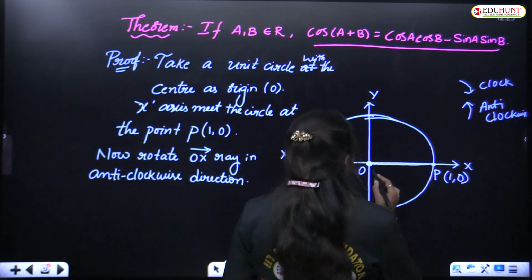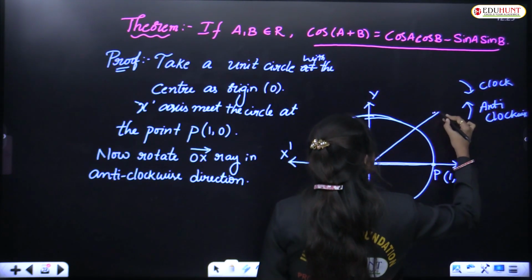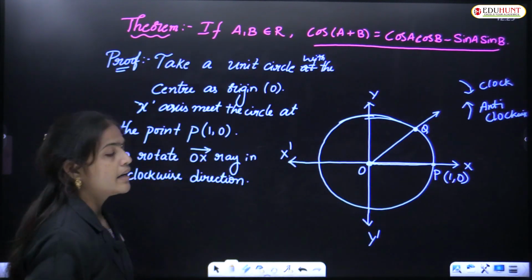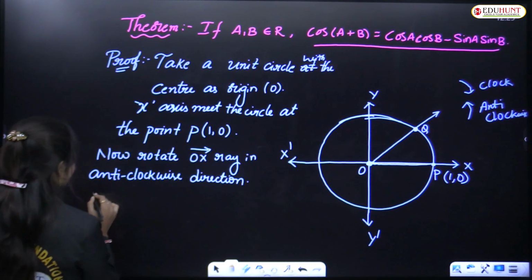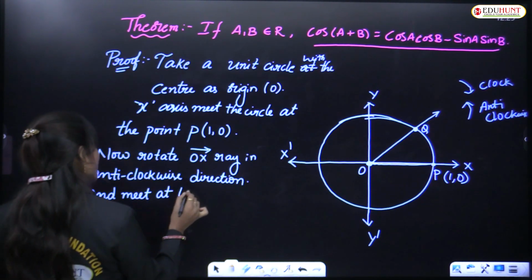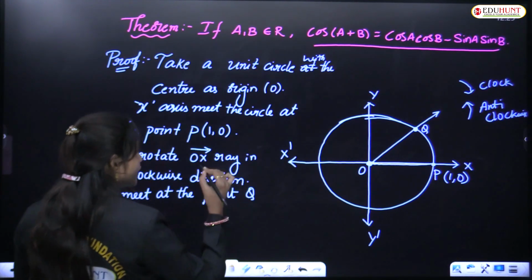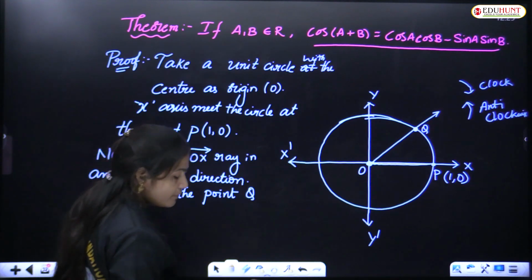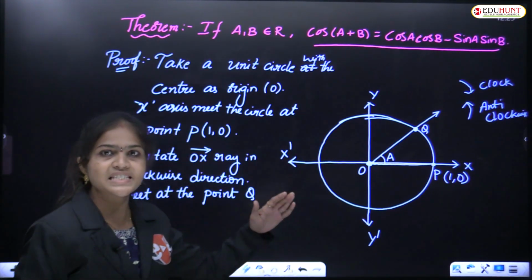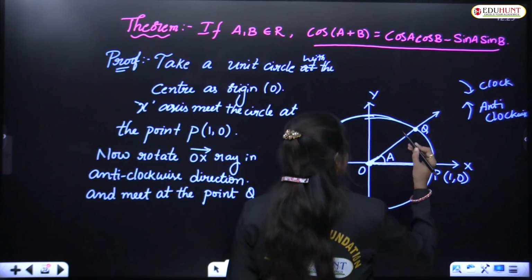Okay, so here just rotate OP in anti-clockwise direction and meet at the point Q. So here we have to write the values also. With the angle as a positive angle, let it be capital A. One angle will be formed here. Let it be A, a positive angle only.